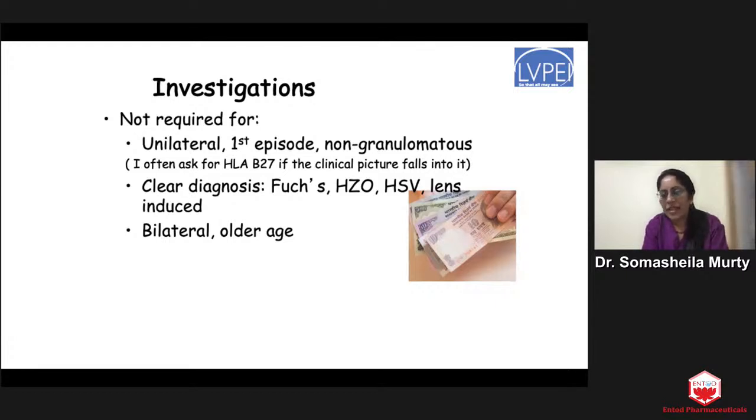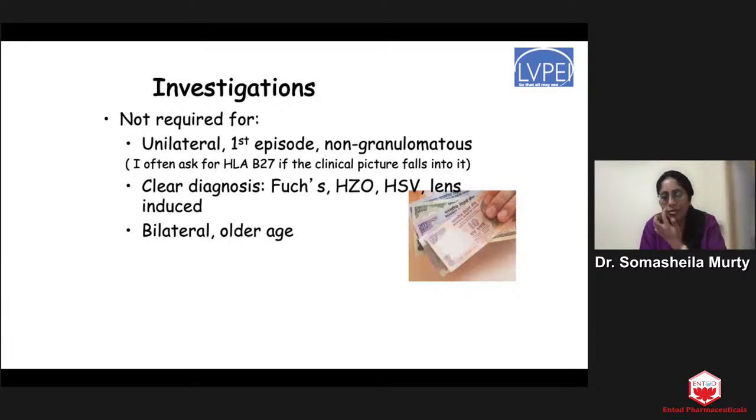But most of the time, even if it is the first episode of non-granulomatous uveitis, especially if it's a younger patient or male patient, I usually ask for an HLA-B27, especially if the patient can afford like 2,000 or 2,500, because it's one investigation that gives a lot of information. And if you have it positive, then you know exactly what the patient has. So even for the first episode, I do often ask for this one investigation in non-granulomatous uveitis. You don't need investigations for very clear diagnoses like viral, Fuchs uveitis, lens-induced.